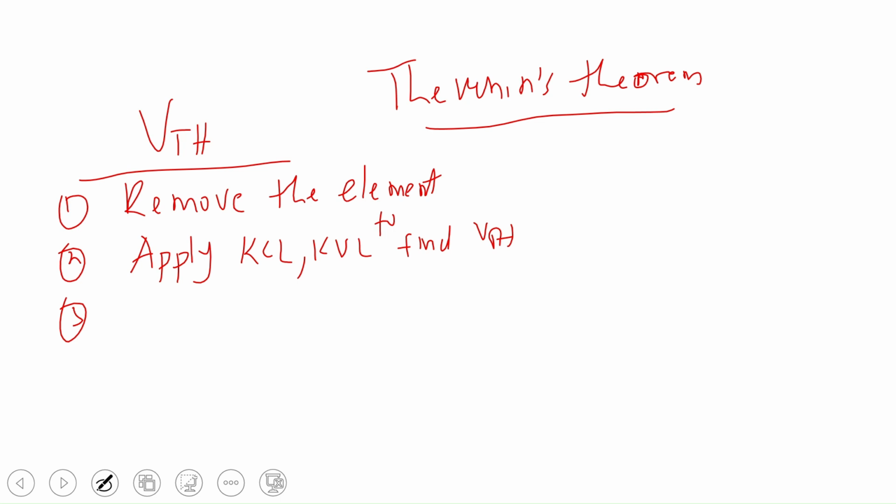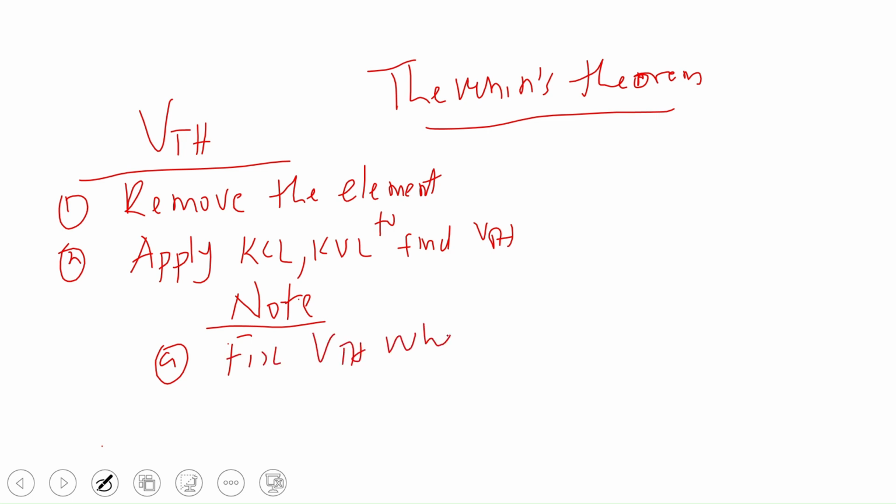Now, the main thing is that, don't forget, let me put that as a note. What you need to do when you are finding the VTH is that where you remove the element, you have to fix VTH. So the place that you remove the element, you fix VTH there. And basically, when you fix VTH there, you can give VTH any direction. And I'll talk about that.